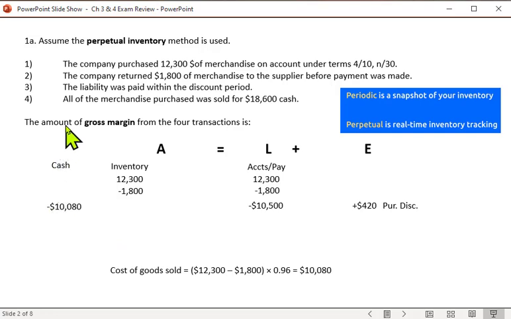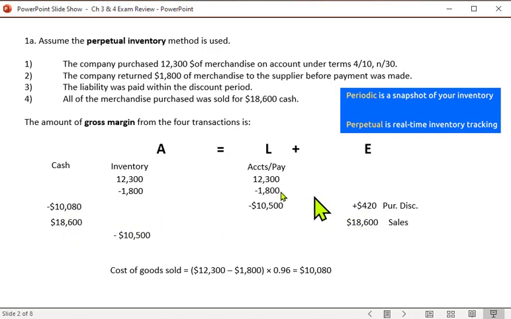So we're not finished yet because we want to know what the gross margin was for these 4 transactions. So now we're going to sell all the merchandise purchased was sold for $18,600. So you increase cash by $18,600, increase equity by $18,600 under an account called sales, and now you can figure out what the gross margin was. Oh, and by the way, I'm sorry, that's the retail side of the transaction, the increase to cash and the increase to sales.